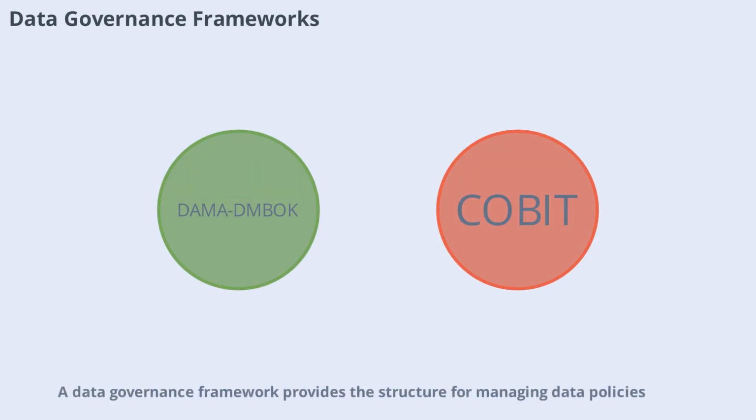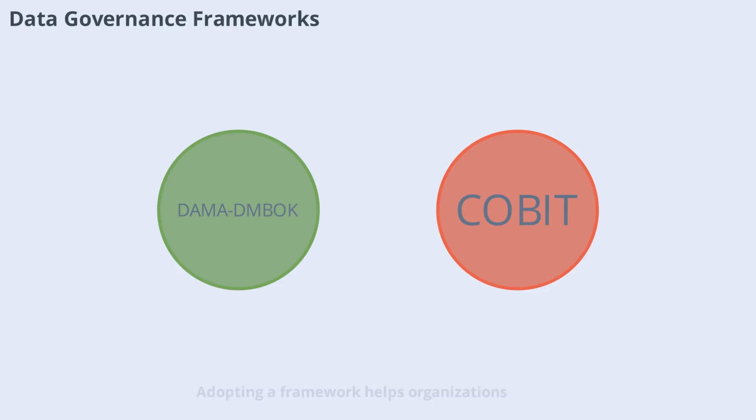A data governance framework provides the structure for managing data policies, processes, and roles. Popular frameworks include DAMA-DMBOK and COBIT, which offer best practices and guidelines for effective governance. Adopting a framework helps organizations align their efforts and measure progress. Frameworks can be tailored to fit the unique needs of each organization, ensuring a practical and effective approach.